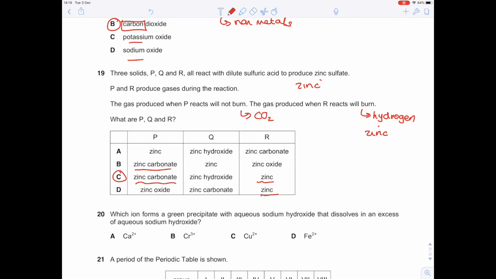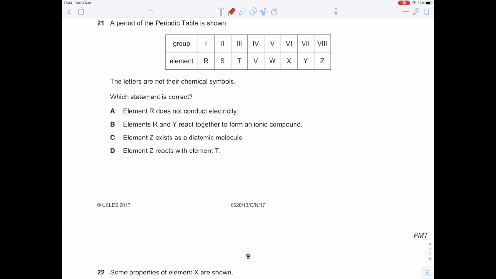Now this is simply something you'll have to learn off by heart. The green precipitate produced when reacted with sodium hydroxide, which then dissolves in excess aqueous sodium hydroxide, is chromium, so your answer here is B. 21. A period of the periodic table is shown. The letters are not their chemical symbol. Which statement is correct? So remember that groups 1 to 4 are metals, 5 to 8 are non-metals.